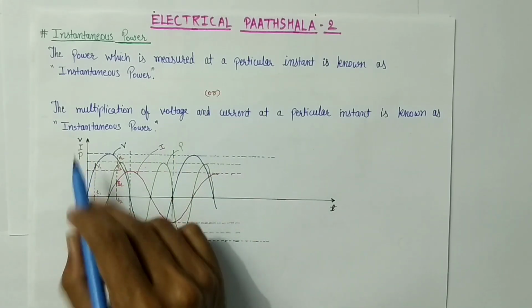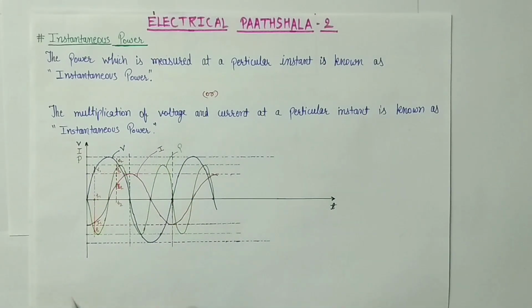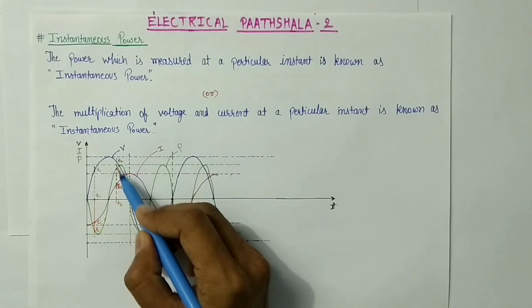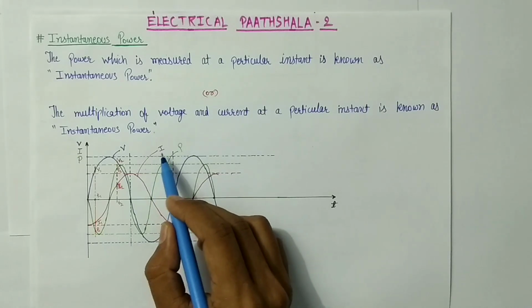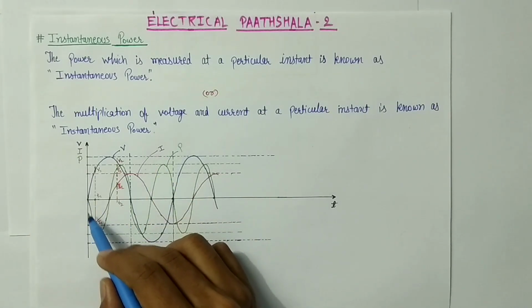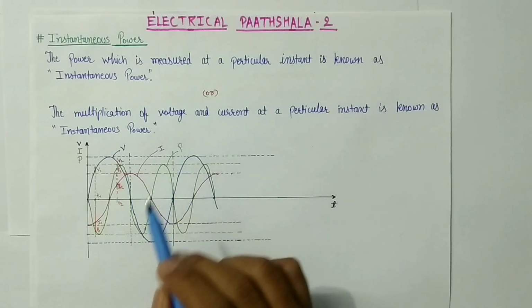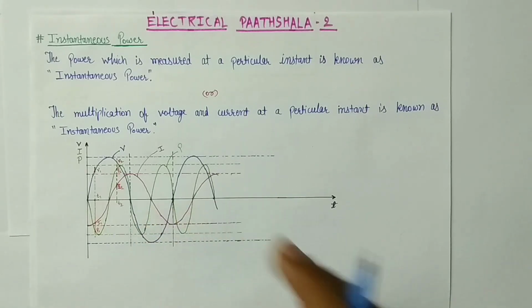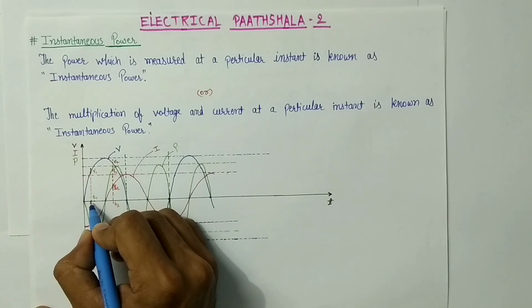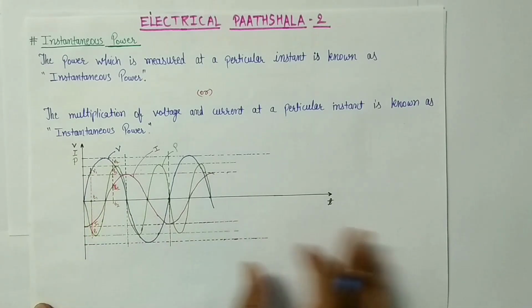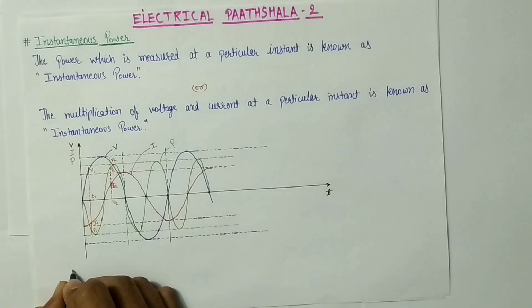Suppose this is a waveform of a system. In this waveform, this blue waveform is showing the voltage waveform. This pink waveform is showing the current waveform, whereas this green waveform is showing the power waveform. Now in this waveform, if we measure the power at a particular instant t1, so this is called as instantaneous power.